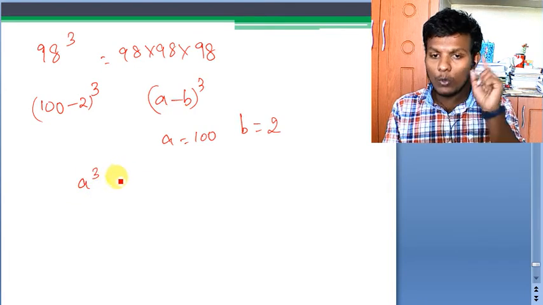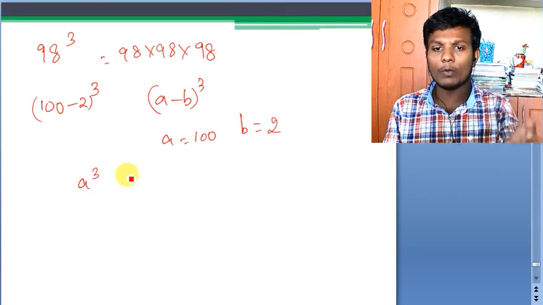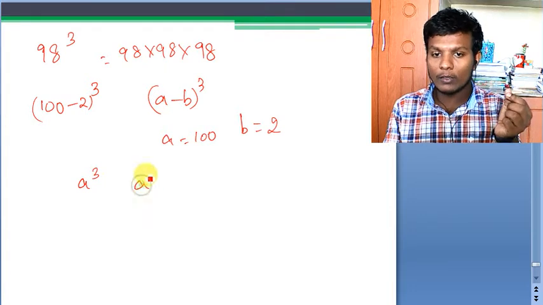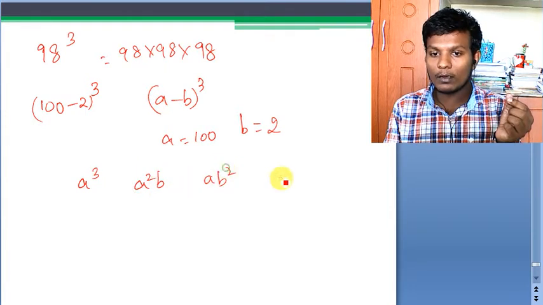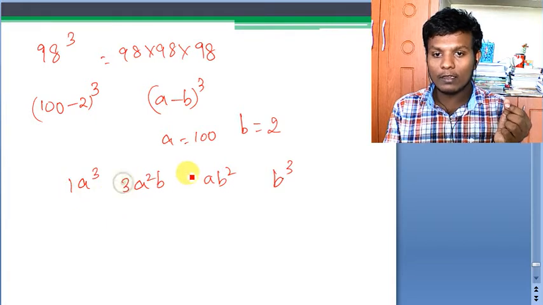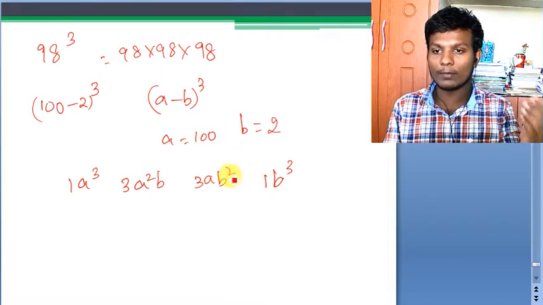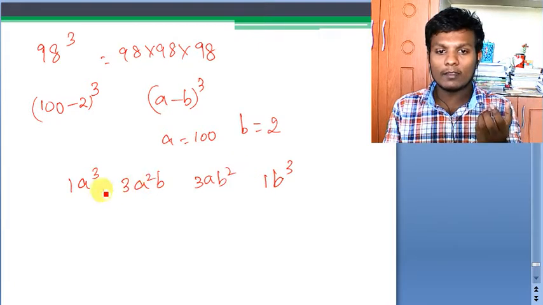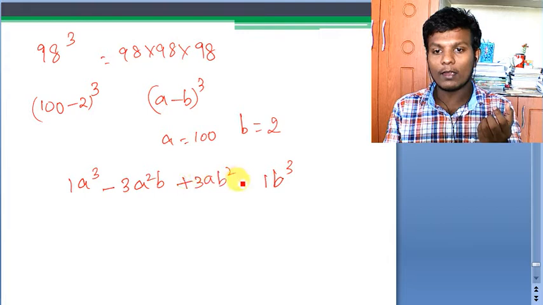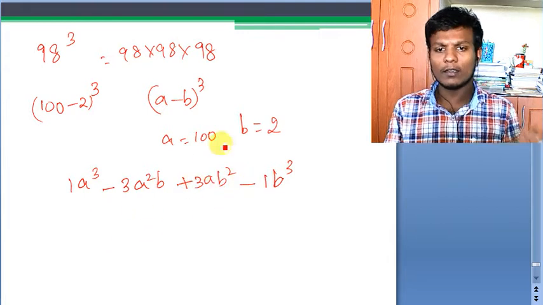So first, if you don't know it, suppose you write the (a minus b) whole cube formula. I told you how to write it: a cube, a square b, a b square, b cube. The coefficients are going to be 1, 3, 3 and 1, from our Pascal triangle concept, which we have seen. And the signs are minus, plus, and minus. So that's it. Now substitute the values.